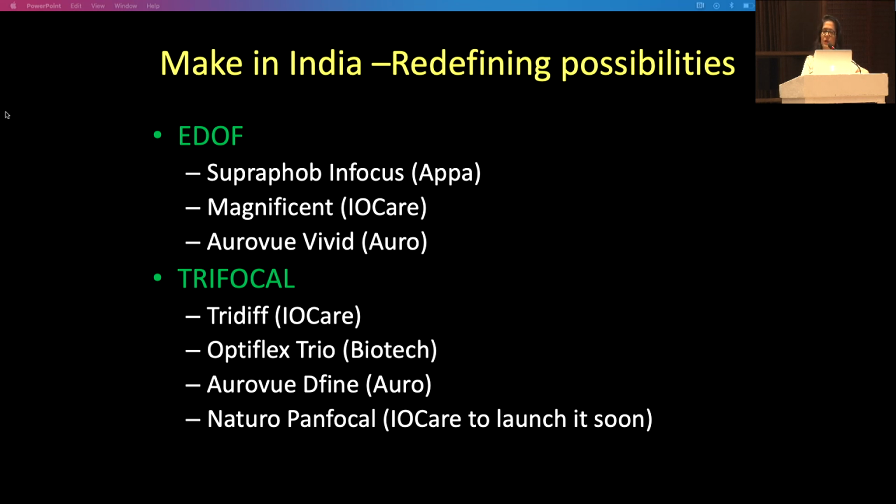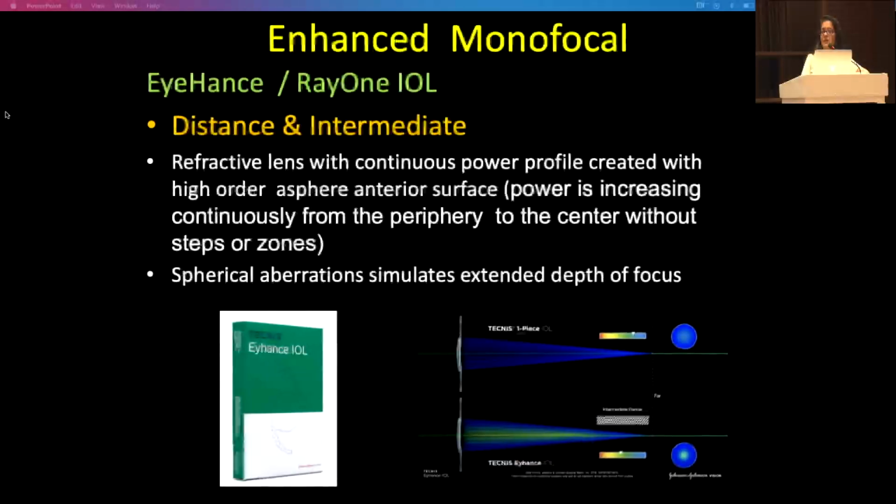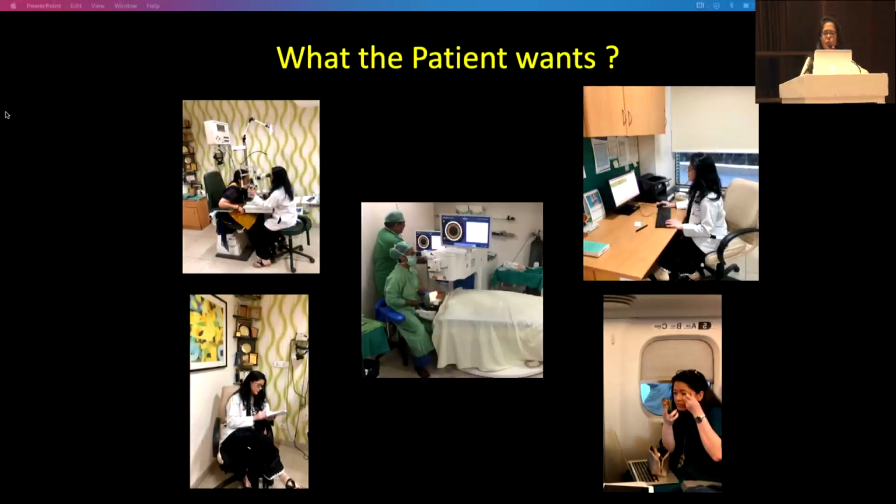IOCare Naturopan Focal is to be launched soon, and this one claims to be giving a much better contrast in distance vision, and also much less halos and glare. So let's see where this all takes us. Not to forget one bracket where you're transitioning. This is a safe lens, which is like an enhanced monofocal. So it gives you both distance and intermediate. No downside to it, except it doesn't work in astigmatism of more than 0.5 to 0.75. So if you are transitioning from monofocal to multifocal, this is probably a safe bet.